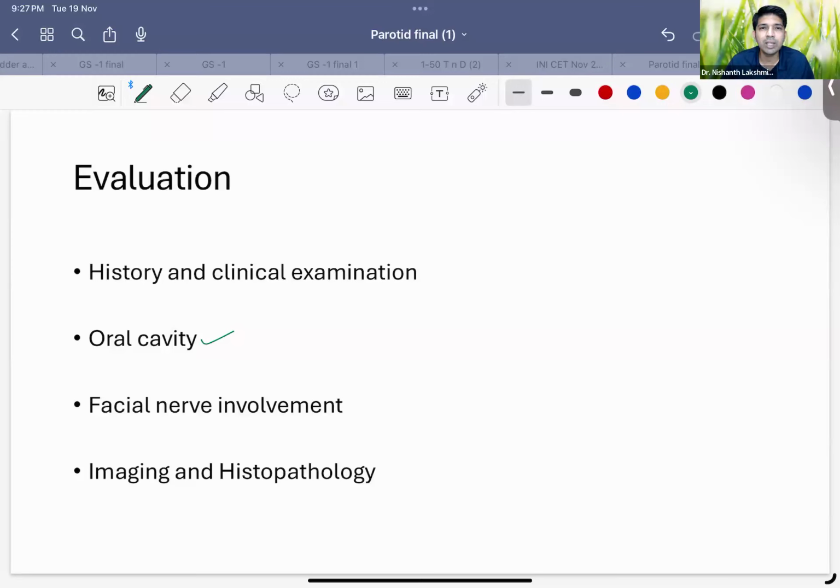Excellent. So what will you see if there is a deep lobe involvement? Anterior tonsillar pillars will be medialized and the uvula will be moved to the opposite side. Excellent. So basically the deep lobe is in what we call the parapharyngeal space. If the deep lobe enlarges, it pushes all the structures medially. So your tonsillar fossa is pushed out. The tonsil on the ipsilateral side gets pushed out and even the uvula gets pushed to the opposite side.